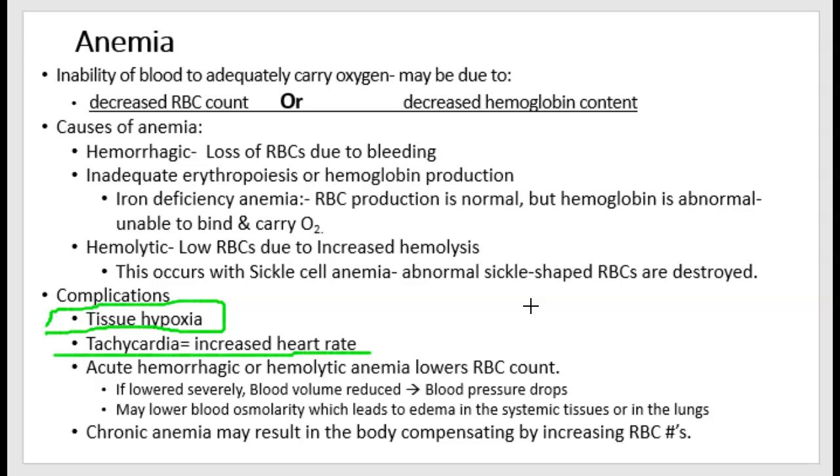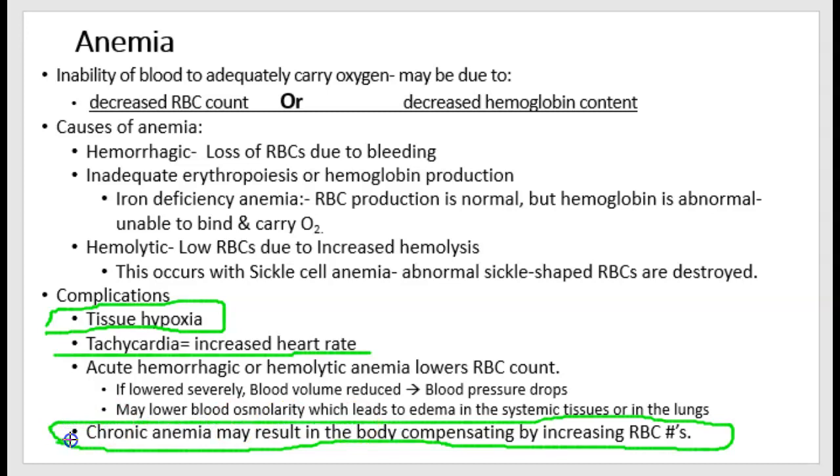Another complication occurs with hemorrhagic or hemolytic anemia, and that would be if the red blood cell count or the blood volume is reduced significantly, your blood pressure could drop. You could also end up with edema in the systemic tissues or the lungs if you have a low red blood cell count, because the osmolarity of the blood would be lower. But in most cases of chronic anemia, the body compensates by increasing erythropoiesis, and so you'll actually see high red blood cell counts, or a type of polycythemia.